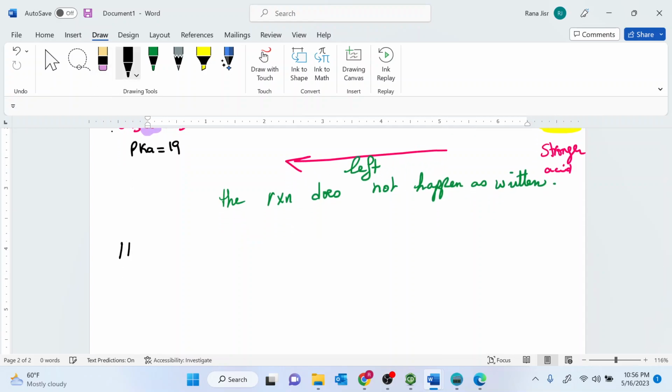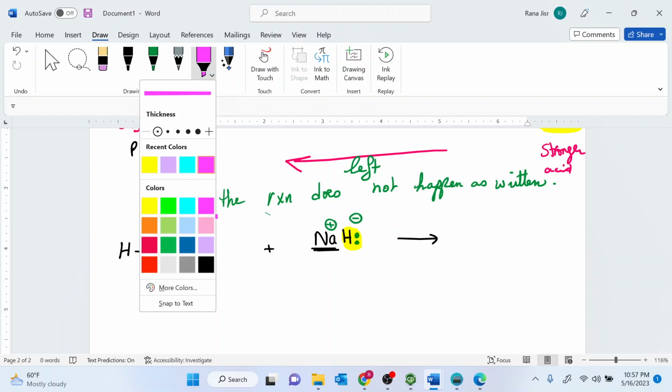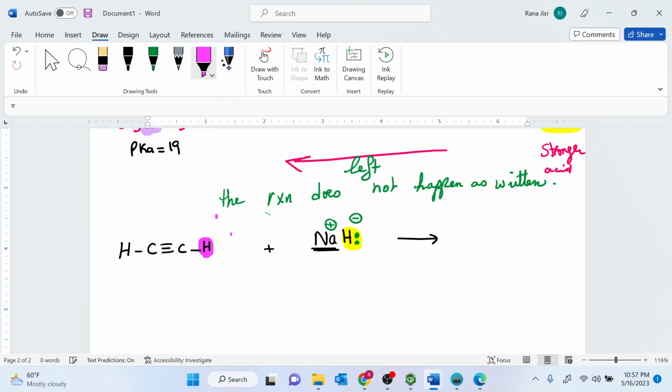Another example is if I have an HC triple bond CH. This is now a triple bond, and I am reacting this with sodium hydride. Again, the moment I see sodium, I know that sodium has a plus charge, so definitely the hydrogen needs to balance that. Then definitely I have an ionic bond. H minus is going to be my base. So that is going to be my basic part in there. Then definitely the hydrogen here is going to be my acid.